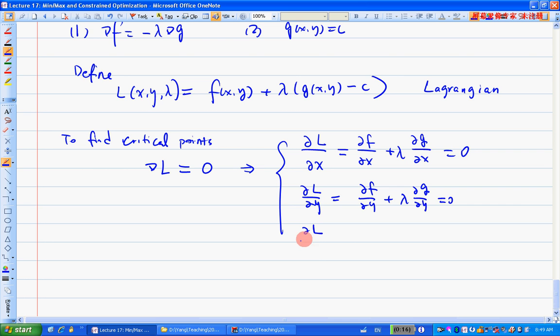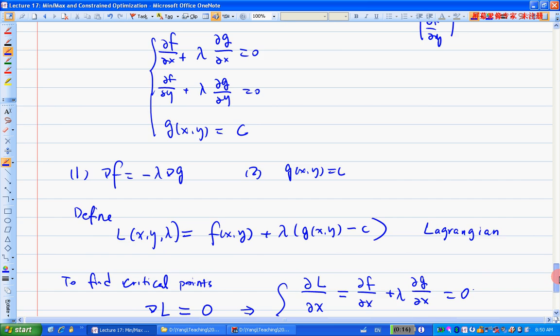And the last, dL over d lambda needs to be 0. But dL over d lambda, what does that give you? It gives you back the constraint here, right? This is the constraint basically. You see, 1, 2, 3. That's exactly this 1, 2, 3 over here. Make sense?